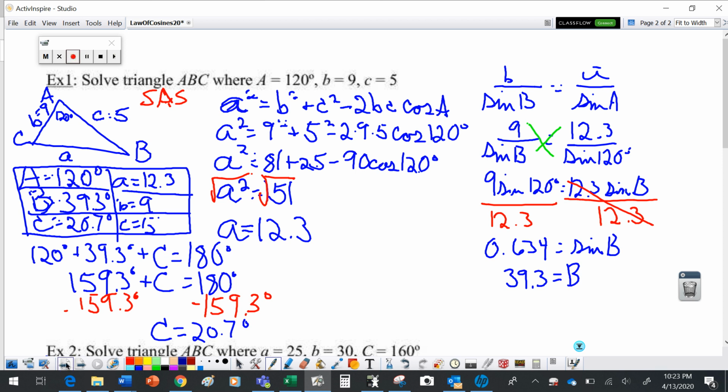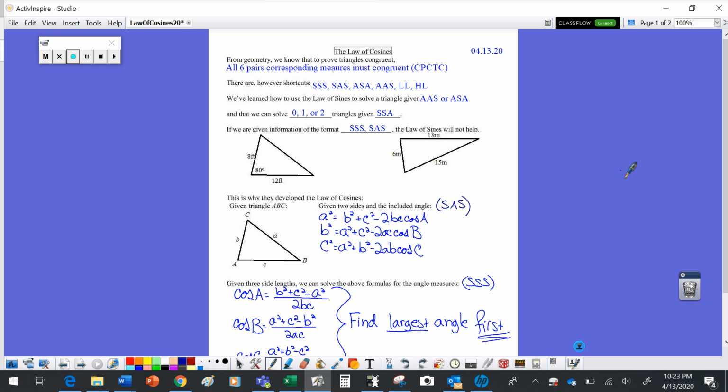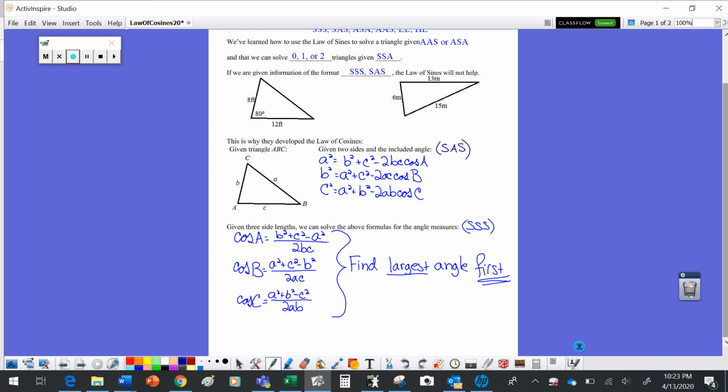All right, guys, now here's those formulas again for you. Right down here. If we have side, angle, side, we want to find that third side first. And here's the formulas for those. If we have side, side, side, we want to find that first angle. We want to find the largest angle first, which will be opposite the largest side. Once we have a pair of opposite measures, we shift over to law of sines and we solve the rest of the triangle.